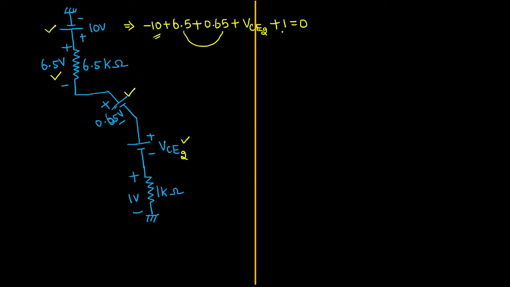So this will give you what? 10 minus 8.15 means it will become 1.85. Yes or no? The answer is the collector to emitter voltage, VCE2. It will become 1.85 volts. Let me cross check by myself once, because it's better to avoid mistakes.